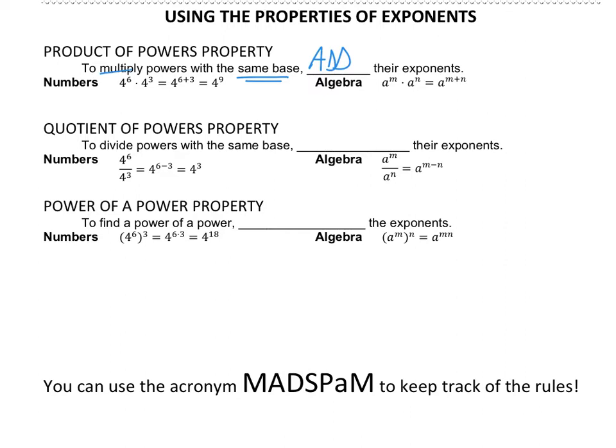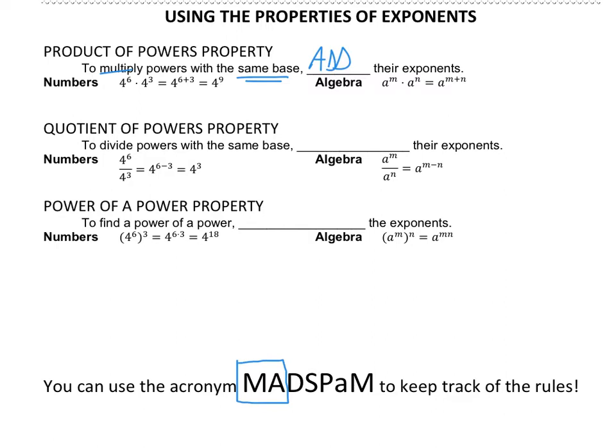I'm going to jump down to the bottom of this page here because this acronym MAD-SPAM is one way to help this. So MA. So if multiplying, add their exponents. So looking at my first example, I have 4 to the 6th times 4 to the 3rd, same base of 4s. Just add the exponents and get 4 to the 9th. Okay, so that's the first one.